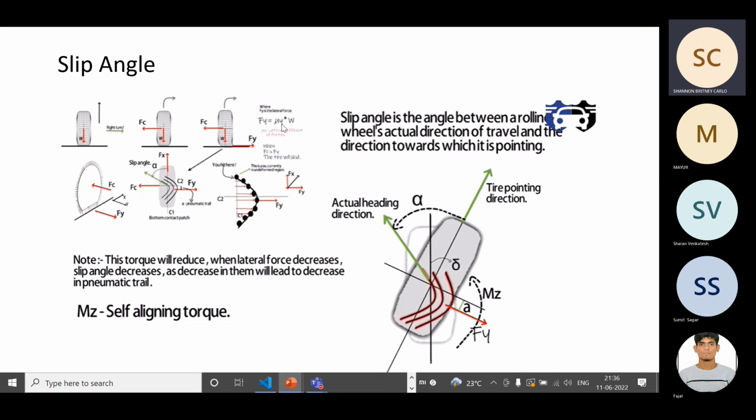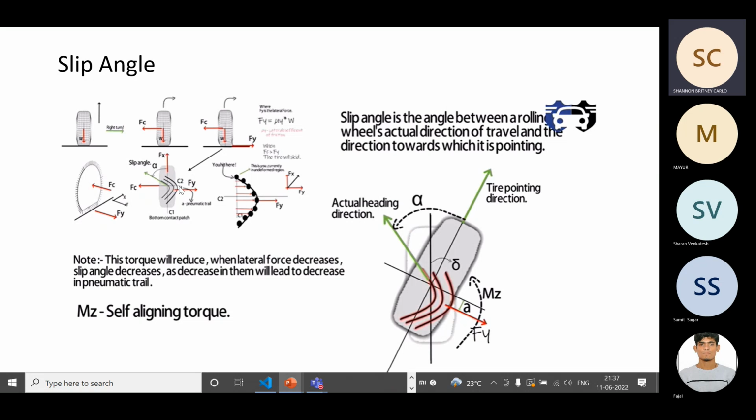And this Fi is given as mu y into W. If you see the diagram, this is the side view. You have Fc here and Fi here. But if you see the tire, there is already a force acting in the direction of motion of the wheel. This is the force experienced by the tire, so we are not interested in this. We are interested in the forces exerted by the tire. So these are the two forces.